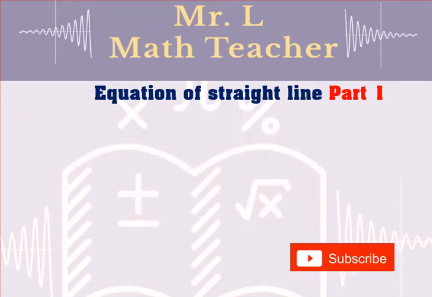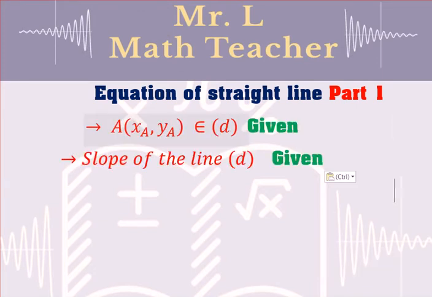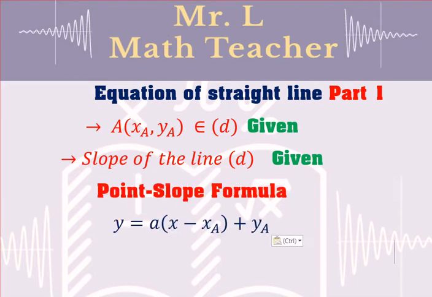So basically here, guys, both the slope of the line and any random point that belongs to the line are given. So in this situation, all we have to do is apply the point slope formula. The point slope formula is an equation given as y equals a times (x minus xa) plus ya, where a is the slope of the line, and xa and ya are the coordinates of the point A.